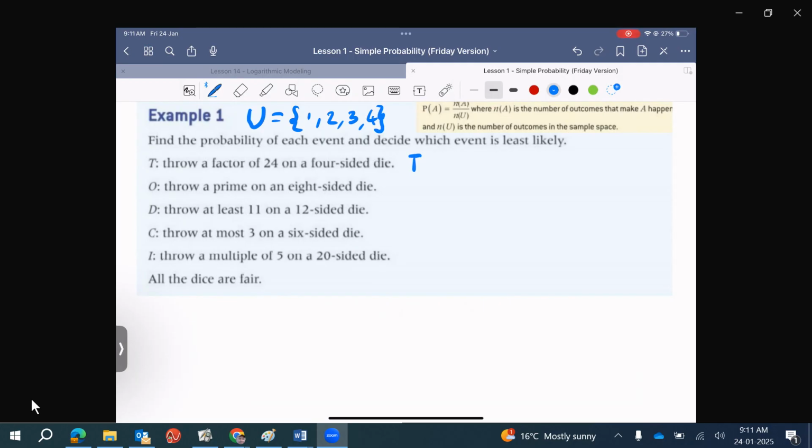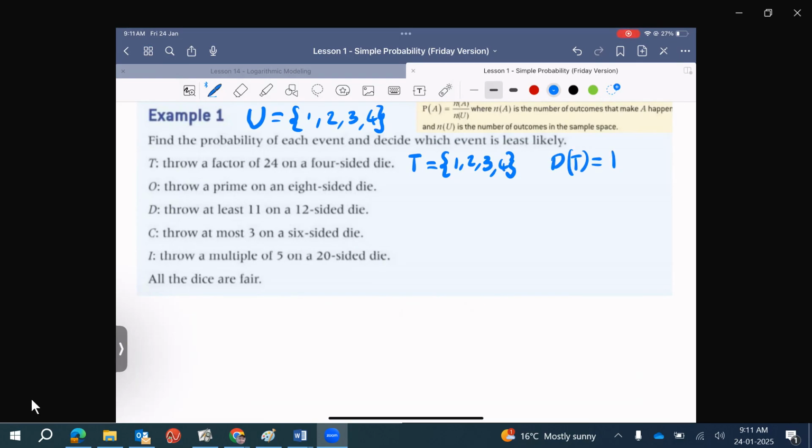In order to find a factor of 24, our set is going to be 1, 2, 3, and 4, since 3 eights are 24 and 6 fours are 24. These are all factors of 24. So the probability of event T is going to be 1.